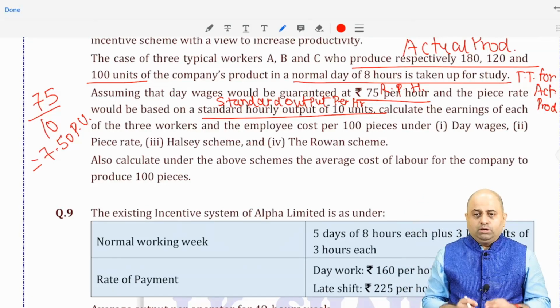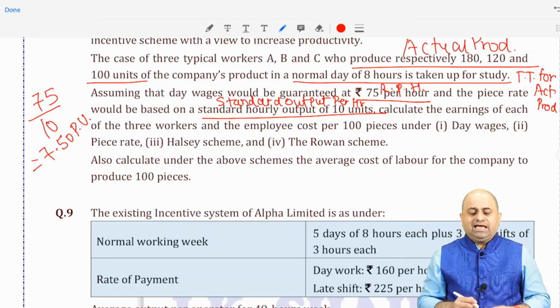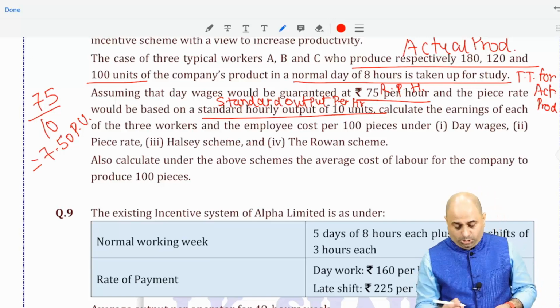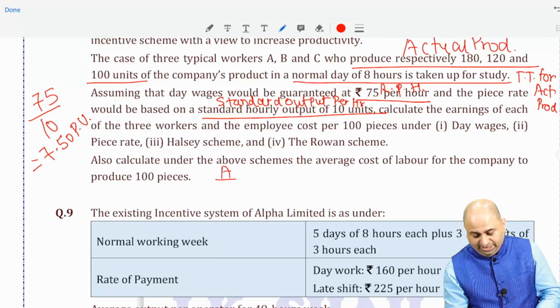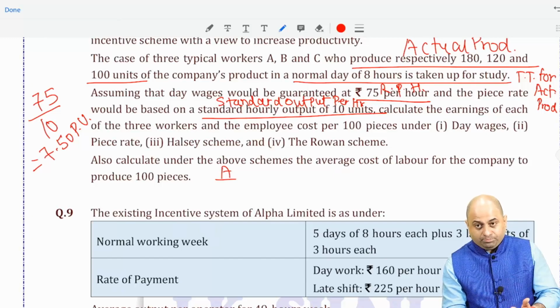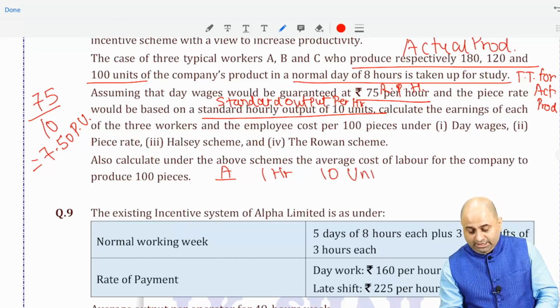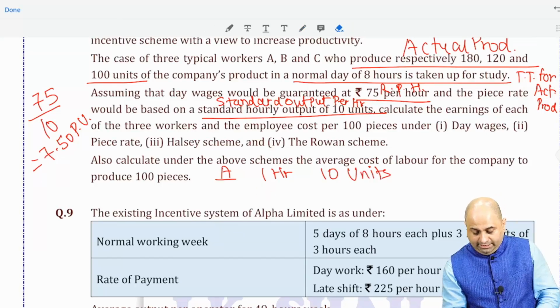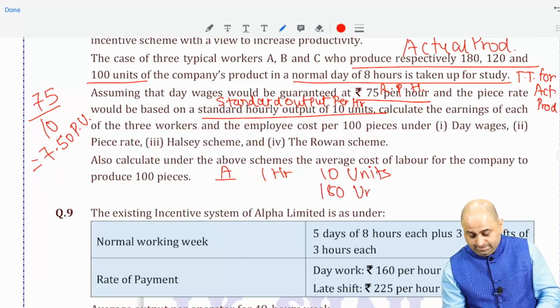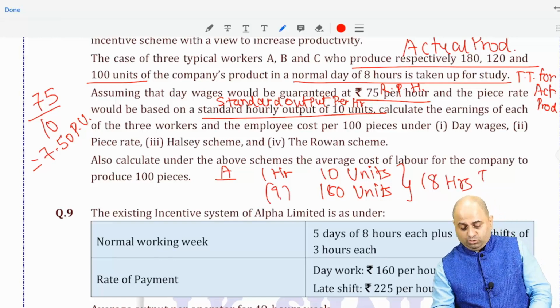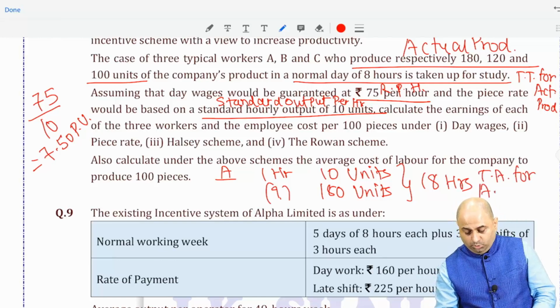And last point to remember, in my humble opinion, is that you are given time taken for actual production. You had to calculate time allowed for actual production. So it was a simple calculation. Let me take an example for A. For A, in 1 hour you were supposed to make 10 units. A made 180 units. So that means he should have produced this in 18 hours. Accordingly, you can calculate time allowed for actual production.